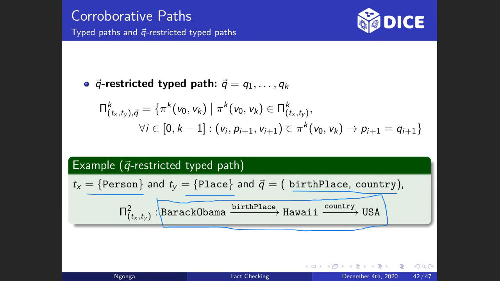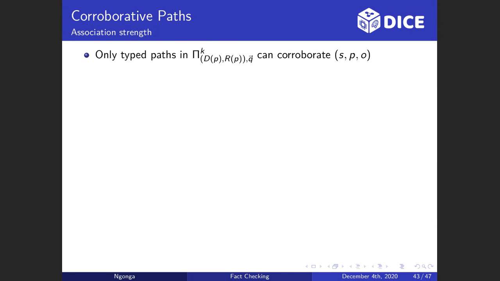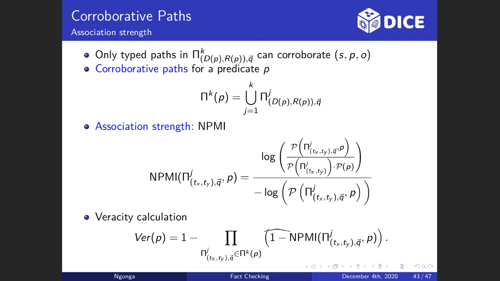Once you have basically restricted paths with respect to ontological information, you are going to say that only type paths between the domain of P and the range of P, where P is this particular relation between S and O, only these type of paths can corroborate SPO. So fundamentally, what you're saying is that I'm only going to look at paths of a certain type to count evidence towards P, which is fundamentally what the other approaches did not consider or failed to integrate in their computation. And once you have that, the rest is actually pretty straightforward.